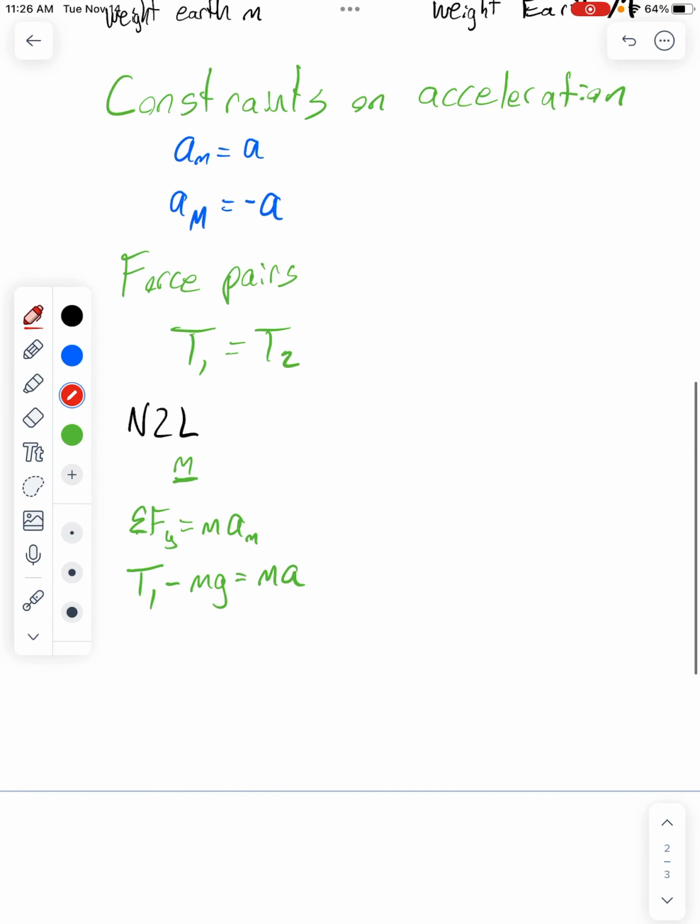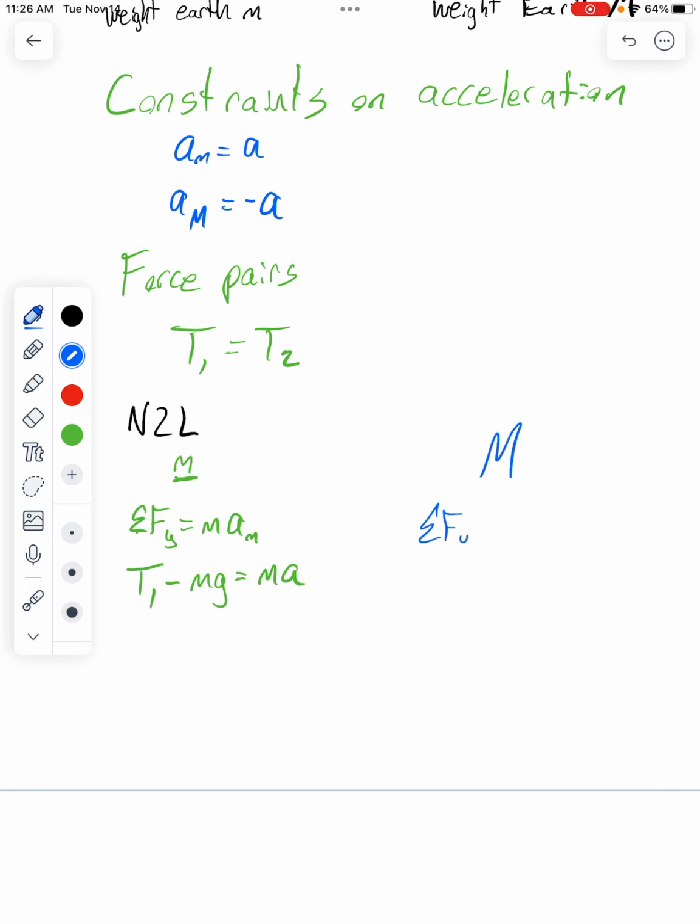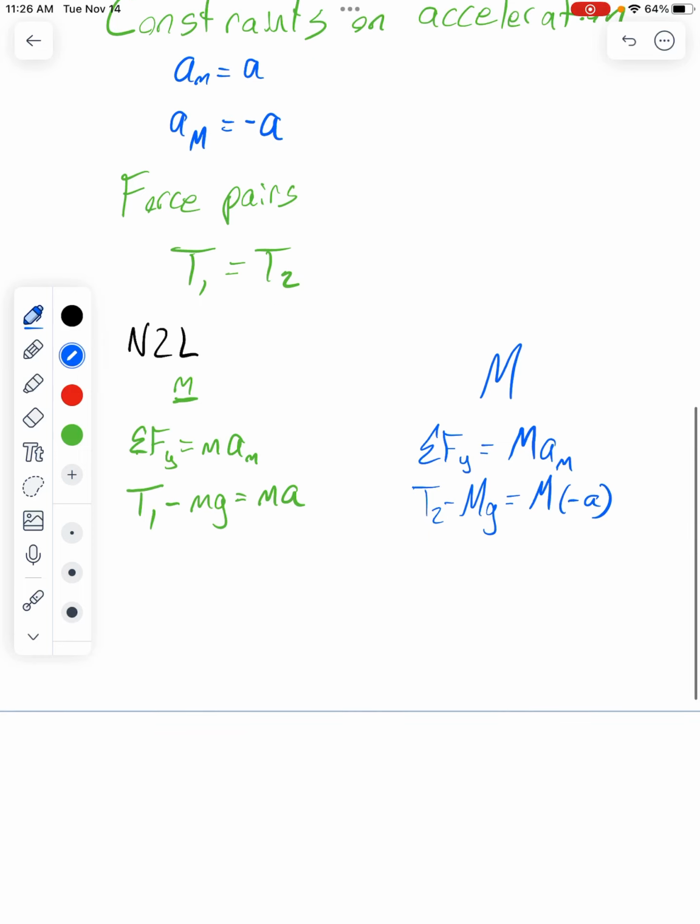Did I get the colors backwards already? No, colors are good. For big M, we've got sum of the forces in the y direction. It's equal to big M, acceleration of big M. What are the forces? Well, we have tension up, we have weight down, and that is equal to mass times the acceleration of big M, which is just negative a. The last thing I'm going to do is observe that since our tensions are the same, we might as well just call those T. So I'm going to rewrite these two equations with plain old T in them.